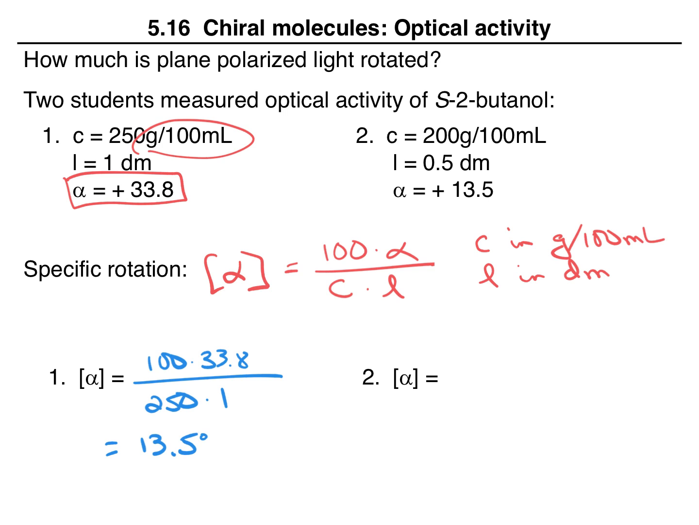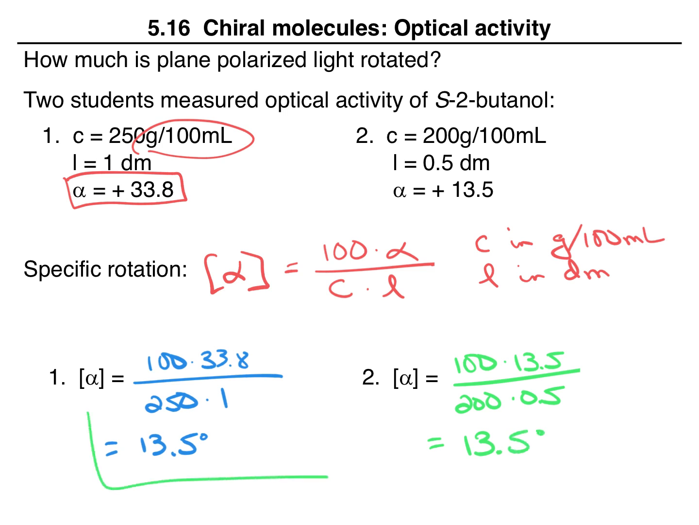And if you plug that in, what you would find is a specific rotation of 13.5 degrees. Now, student 2, if we plug in the values, the specific rotation is 100 times 13.5 divided by 200 divided by 0.5. And if you plug that in to calculate, this gives you a value of 13.5 degrees. So we have the same value. So the measured rotation is only of limited use. Mainly, we're going to focus on specific rotation because that gives us something that we can compare.